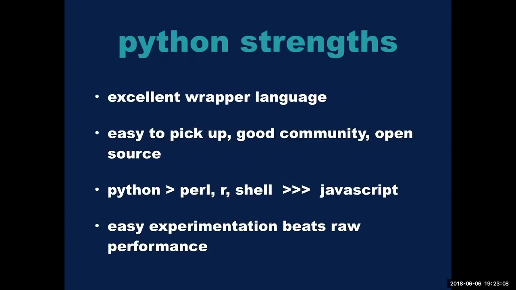So, why do we use Python? Python has historically been an excellent wrapper language. It's easy to pick up. They've always had a very good community, and they've always been really big about open source. I would argue that Python has kind of edged out the others. I don't know if you remember back in the 2000s or late 90s when Perl was the hotness. And then Larry Wall went off and did his Perl 6 thing, and the community fell apart. The same thing actually happened with Lua between the 5 and the 5.1 and the 5.2 thing.